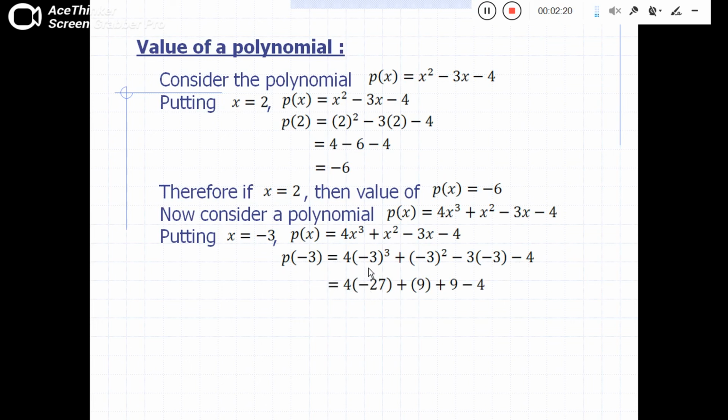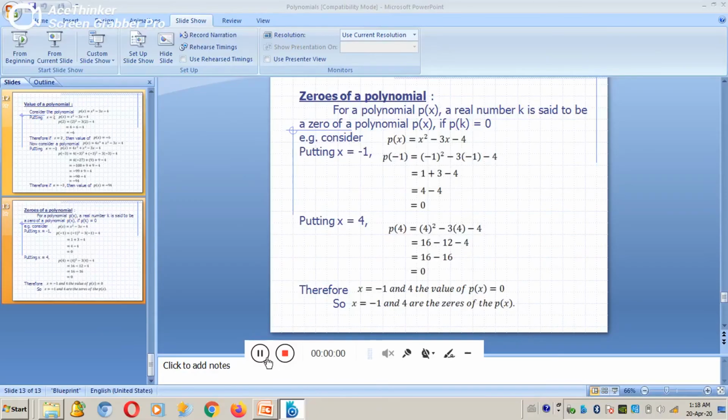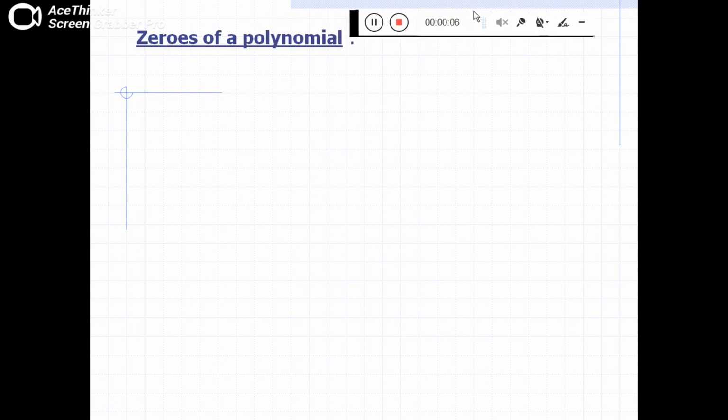4 into minus 3 cube, which is minus 27, plus minus 3 whole square, which is plus 9, and minus 3 into minus 3 is plus 9, minus 4. So 4 into minus 27 is minus 108, plus 9 plus 9 minus 4. Simplifying, minus 108 plus 9 is minus 99. Afterward, minus 99 plus 9 is minus 90, minus 4 equals minus 94. Therefore if x is equal to minus 3, you will get the value of this polynomial as minus 94.